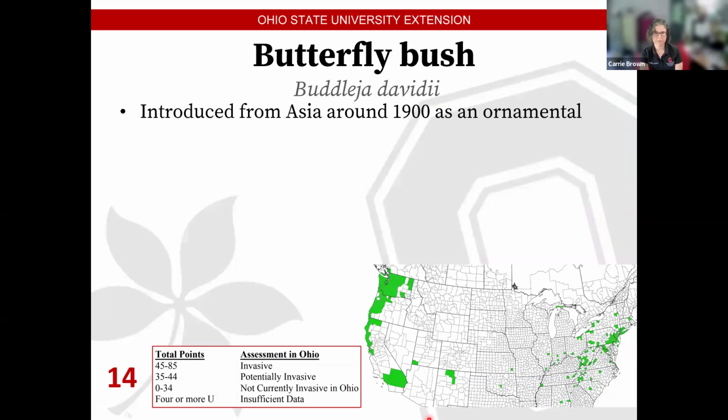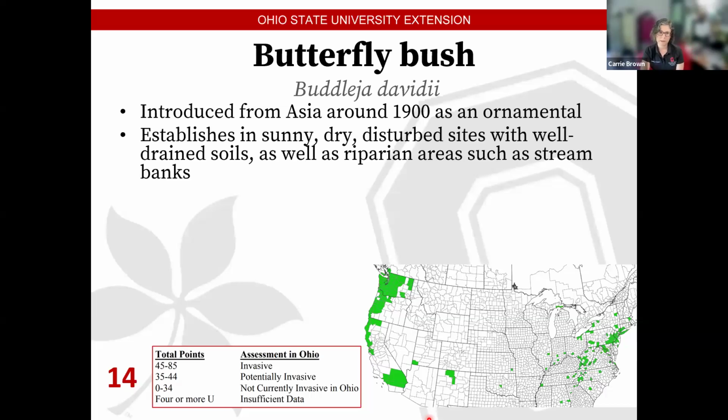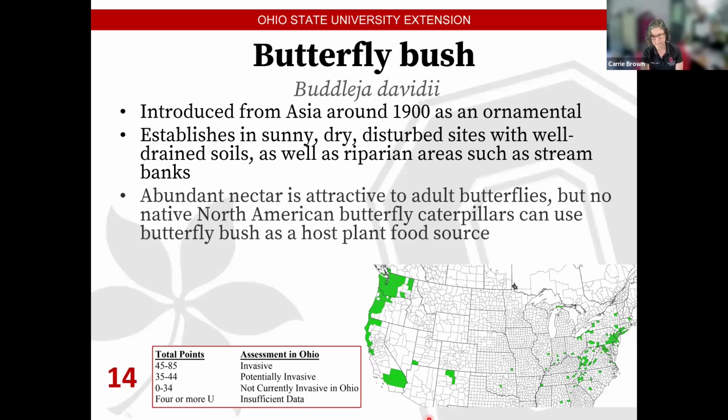Next up is butterfly bush. So butterfly bush, I know that this one is maybe a little bit of a controversial one because this is also prized by many as a nectar plant. But I did want to throw it in there because it is shown to escape into natural areas and to cause competition with native plants. It was introduced from Asia around 1900 as an ornamental. It establishes in sunny, dry, disturbed sites, but it has also been found along stream banks, so it does prefer more well-drained sites.